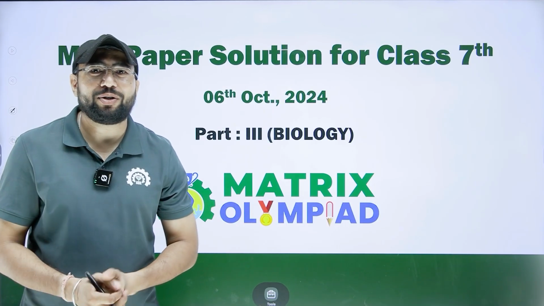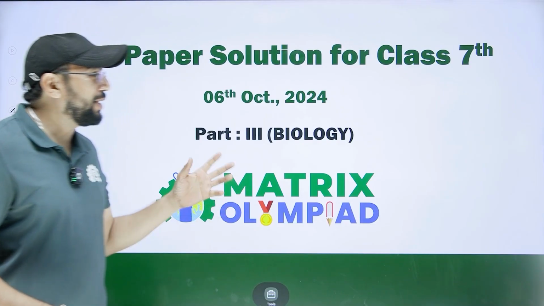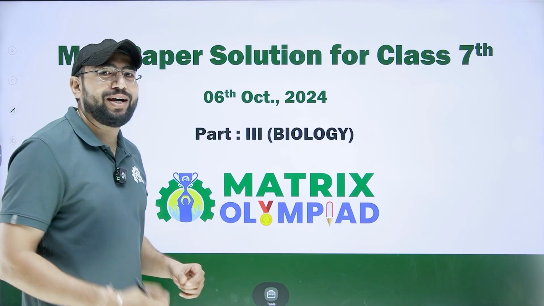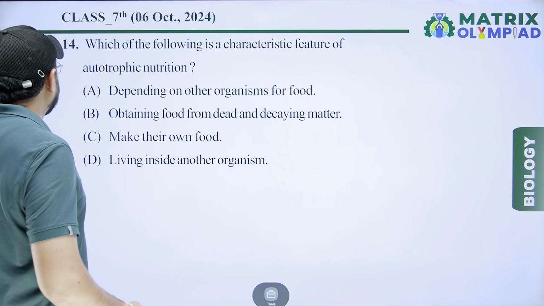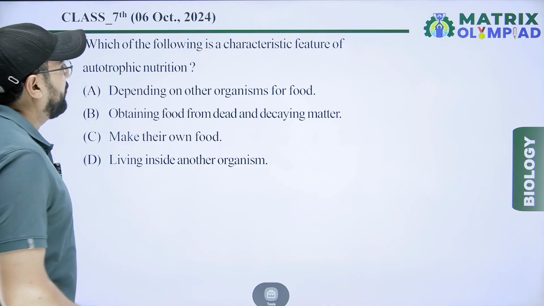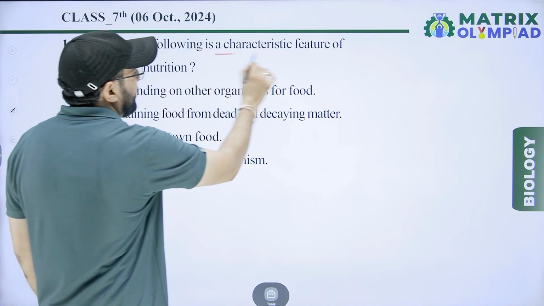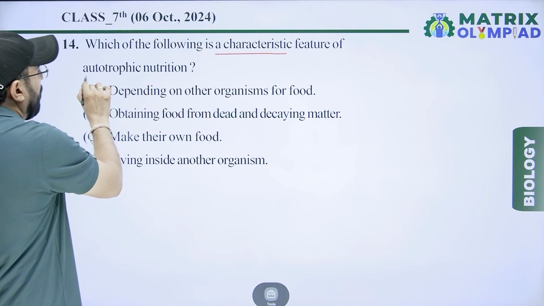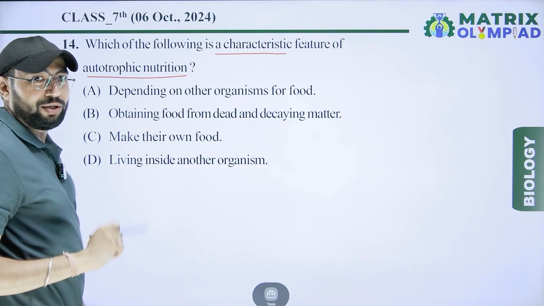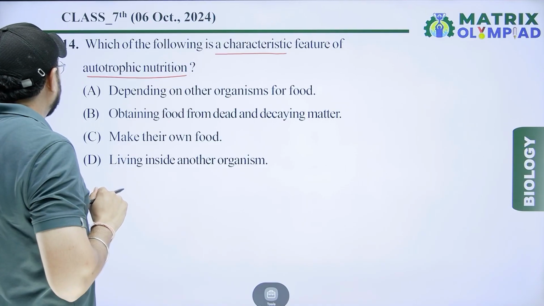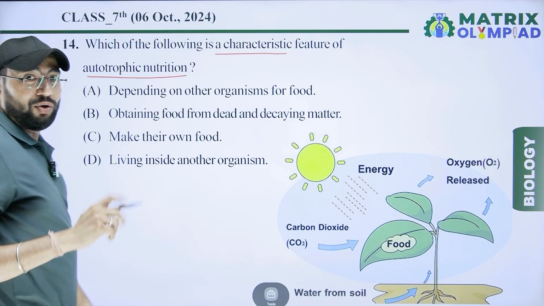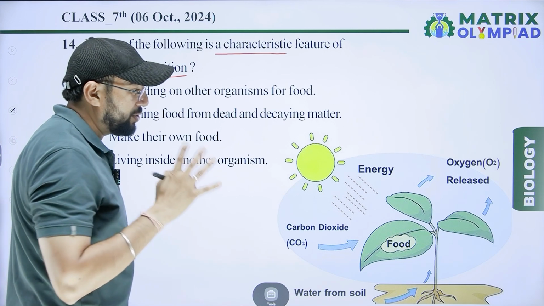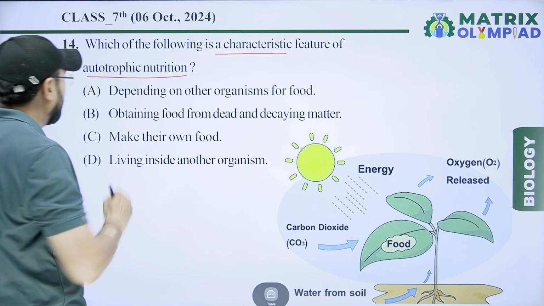Today we discuss the biology paper solution for class 7th. Now start. First question: which of the following is a characteristic feature of autotrophic nutrition? Autotrophic nutrition means they make their own food by the process of photosynthesis.